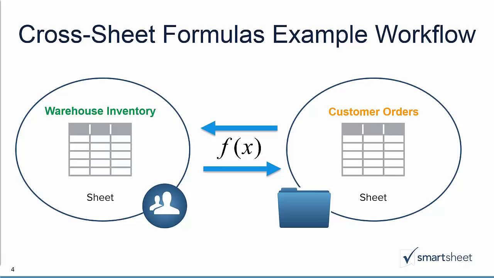So any of us who've ever bought anything online before are familiar with this concept of placing an order and then having that order filled from a warehouse. So we've set up a simple example here of a food supplier who sells food to different restaurants. And this supplier has one sheet where they track incoming orders from their customers, and then they have a separate sheet in a separate location where they track their inventory. So let's take a look at both of these sheets and see how we can use cross-sheet formulas in both of these.